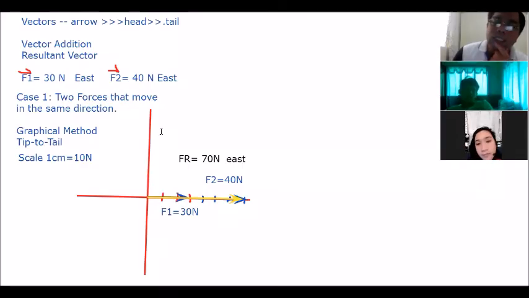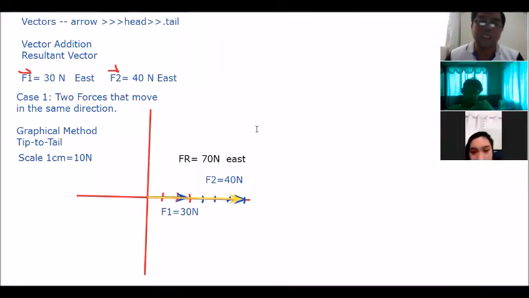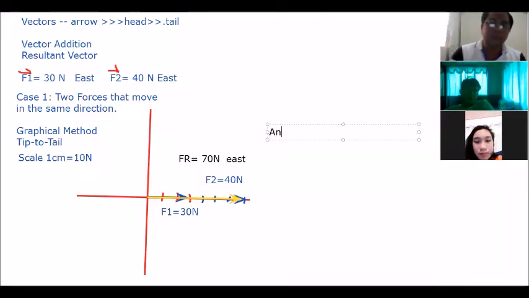As I've said earlier, there are two methods that we can employ here. One is graphical and the other method is analytical.